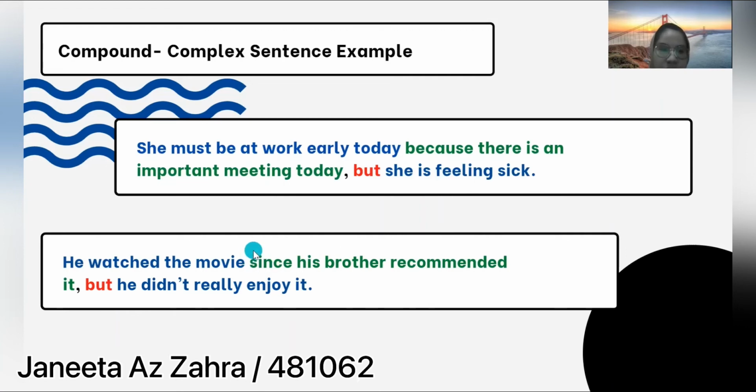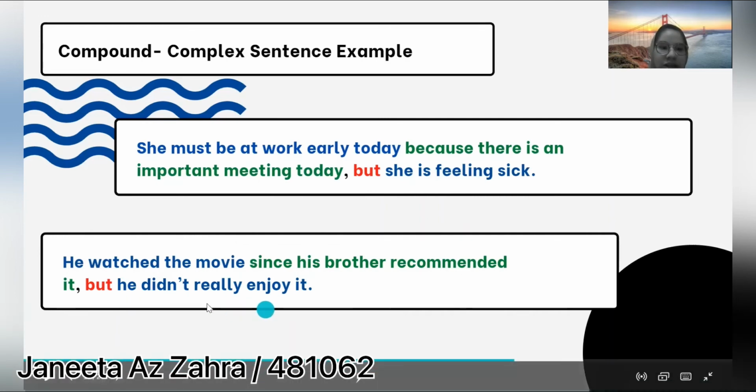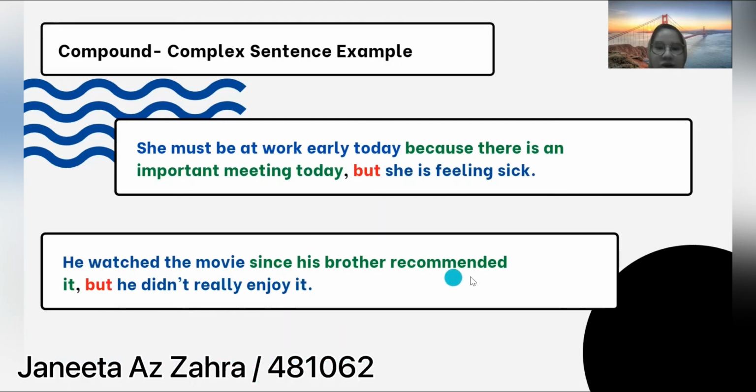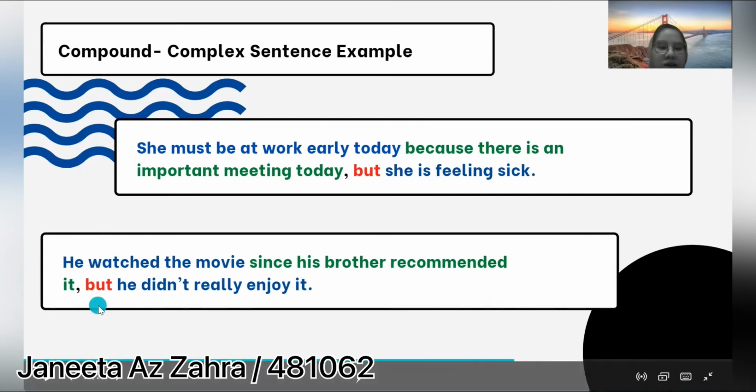The second example, he watched the movie since his brother recommended it, but he didn't really enjoy it. He watched the movie is the first independent clause. Since his brother recommended it becomes the dependent clause with the subordinating conjunction since. But becomes a coordinating conjunction. He didn't really enjoy it becomes the second independent clause.